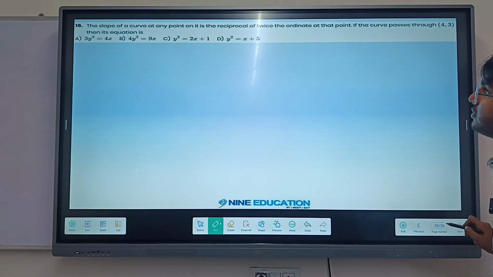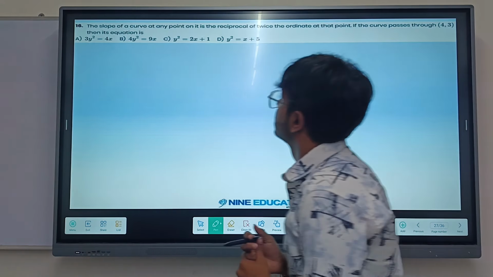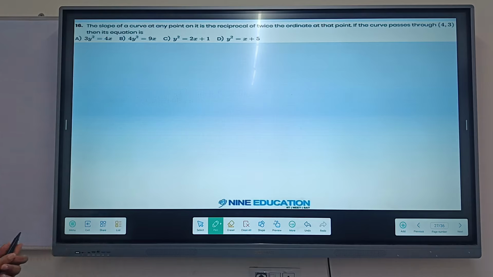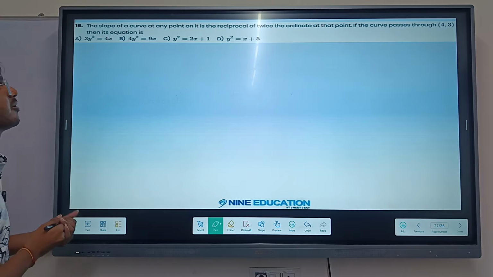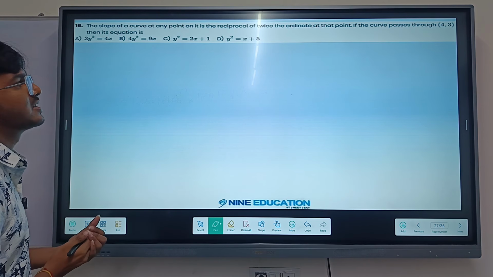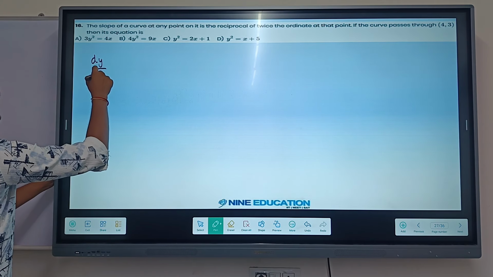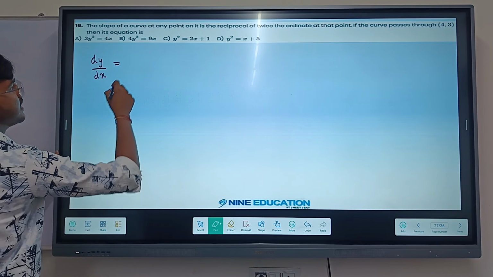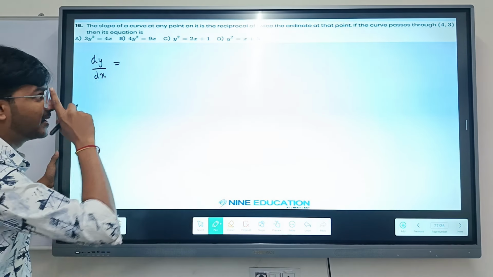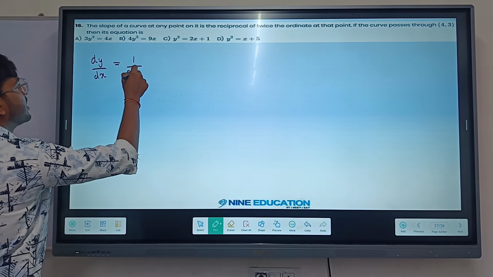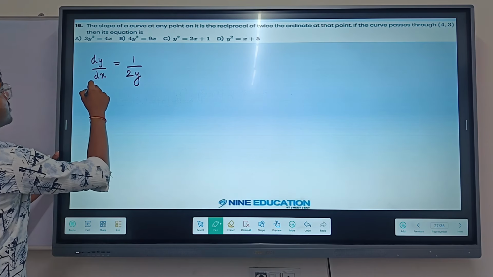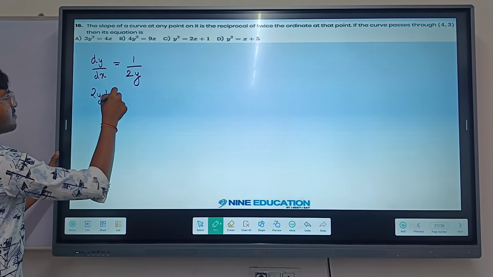Alright, next question. 16. The slope of a curve at any point on it is the reciprocal of twice the ordinate. So the slope of the curve, that is dy by dx, is the reciprocal of twice the ordinate. What is the ordinate? The y-axis value. So dy by dx is 1 by 2y. So again I can separate the variables.